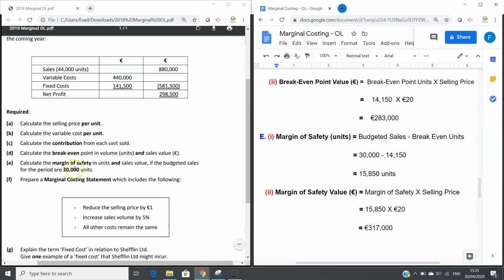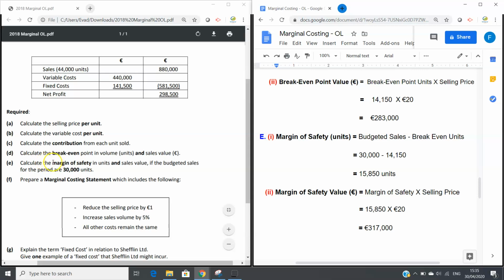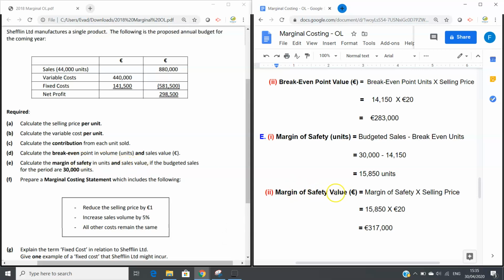Then we have to calculate, as it says in the question here, the margin of safety in sales value. Remember, we've calculated the margin of safety in units. Now we're on the sales value bit. So margin of safety, value in euro. It's margin of safety multiplied by the selling price. So the margin of safety, 15,850, we calculated it here, and the selling price we know from before is €20. So multiply the two, €317,000.